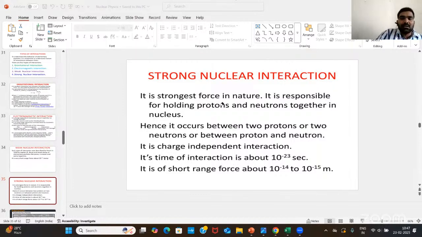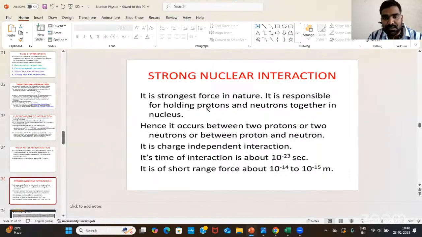This is how they will frame themselves as strongest of all these things. And next, if you see this one, it is the strongest force in nature. It is responsible for holding protons and neutrons together in the nucleus. Without these strong interactions, there will not be any matter in the universe, because as these protons and neutrons get to hold together, we will get matter, any object, any molecule will be formed by these strong nuclear interactions itself. So it is the strongest force in nature. It is responsible for holding protons and neutrons together in the nucleus.